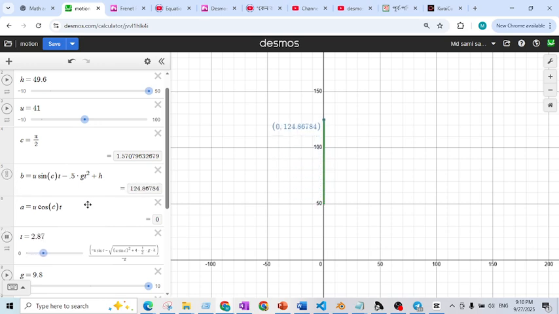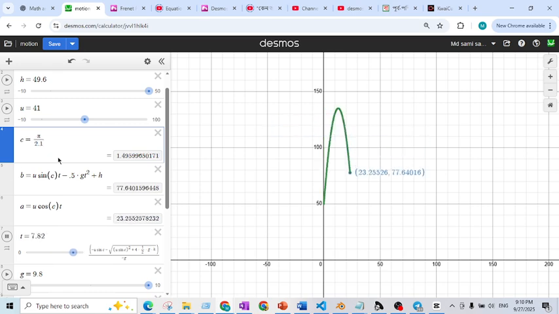Okay, that is the maximum position, and then it will hit the ground. Let me put this as 2.1 or 2.01. Zero 5. Okay.